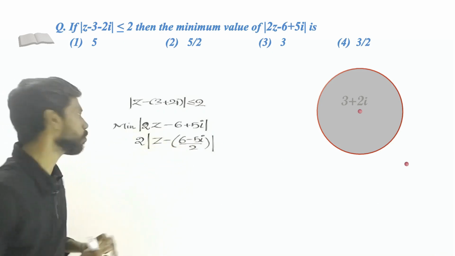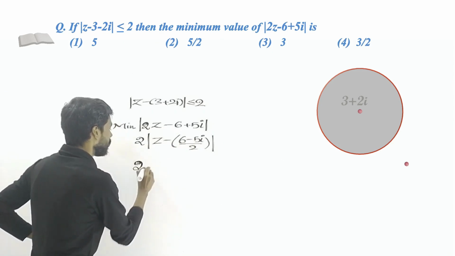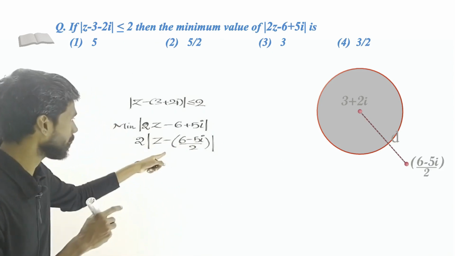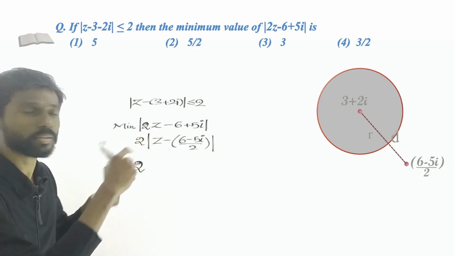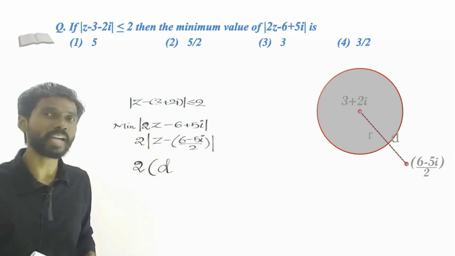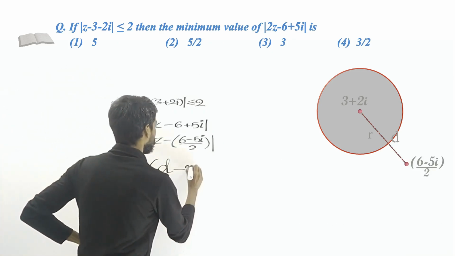What do we have to do to find the minimum value of this? Two multiplied by the distance from this point to the center, right? Find the distance from this point (6 minus 5i)/2 to the center. That distance is taken as, say, d. From that you subtract the radius, that's all. So distance minus the radius.